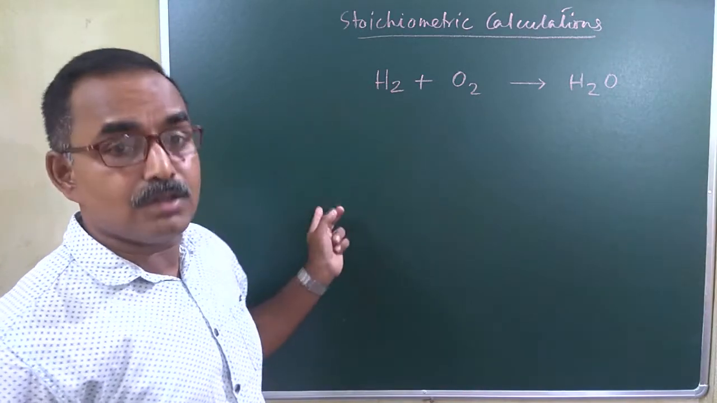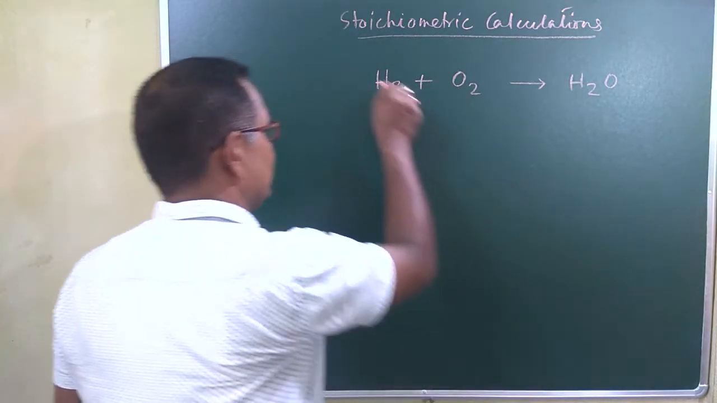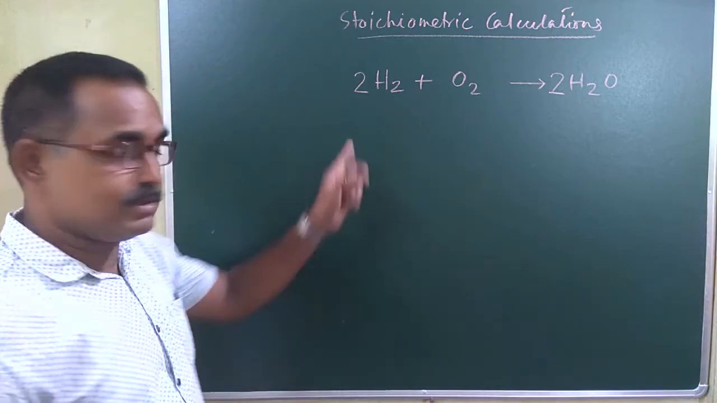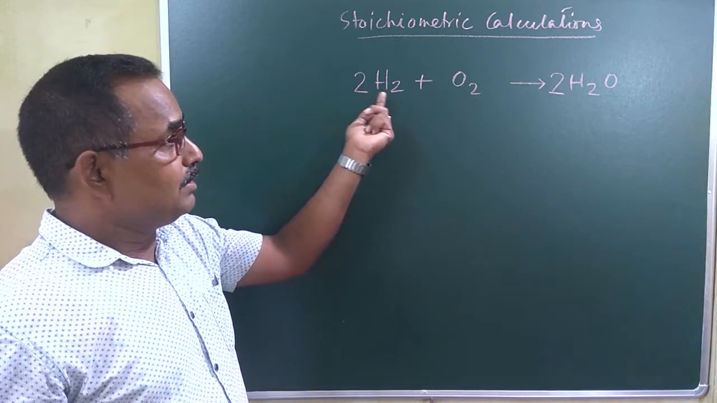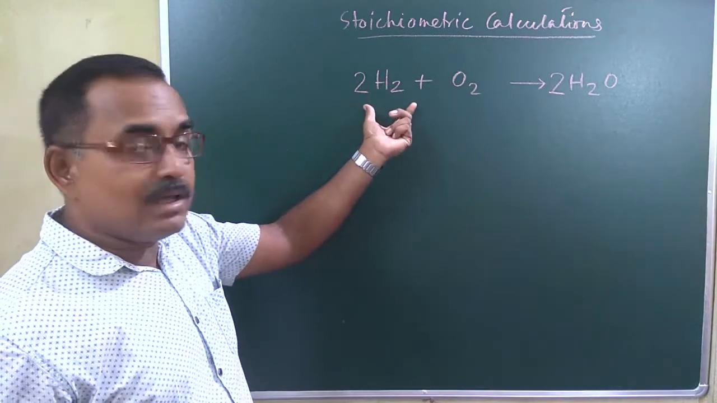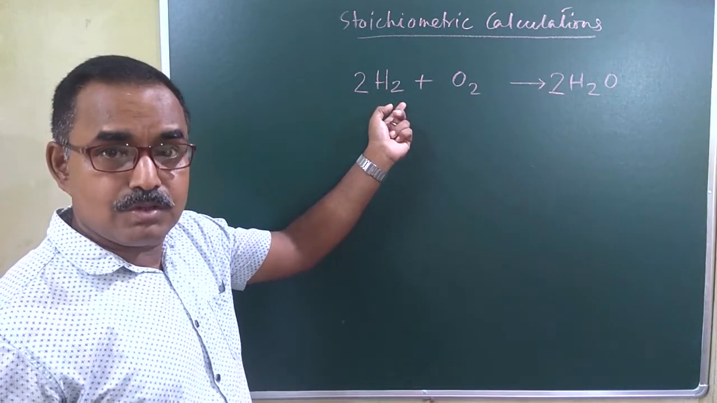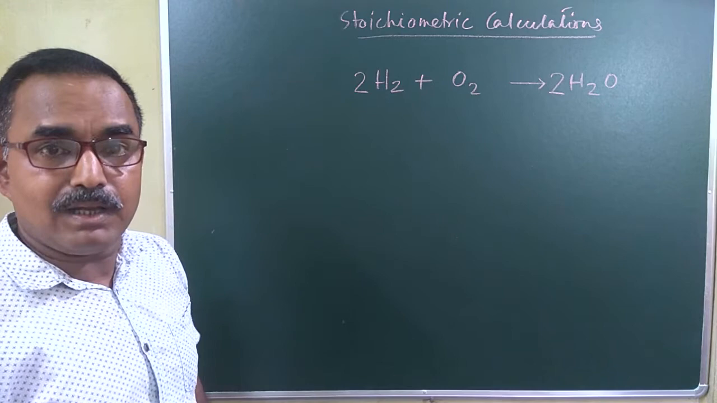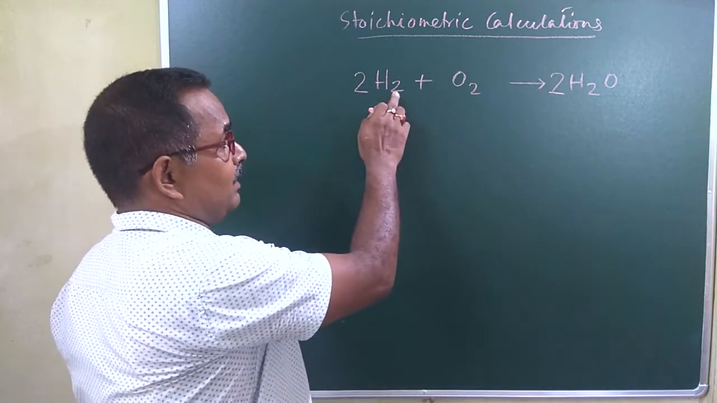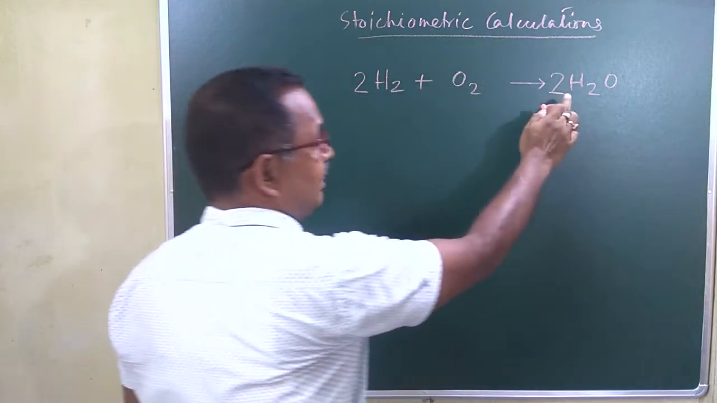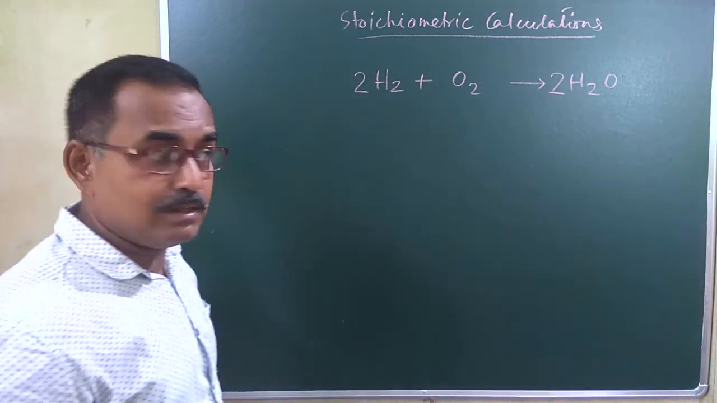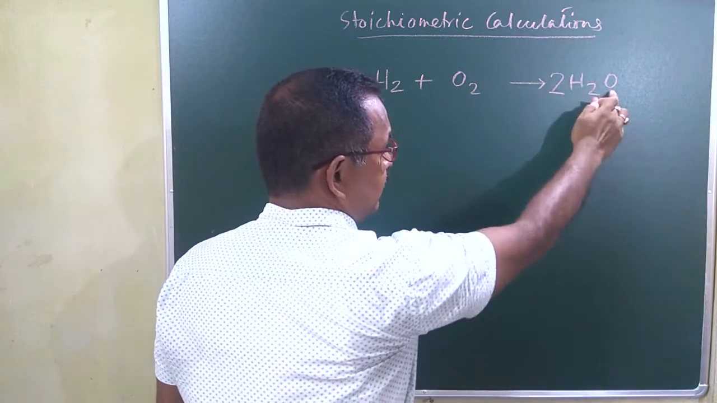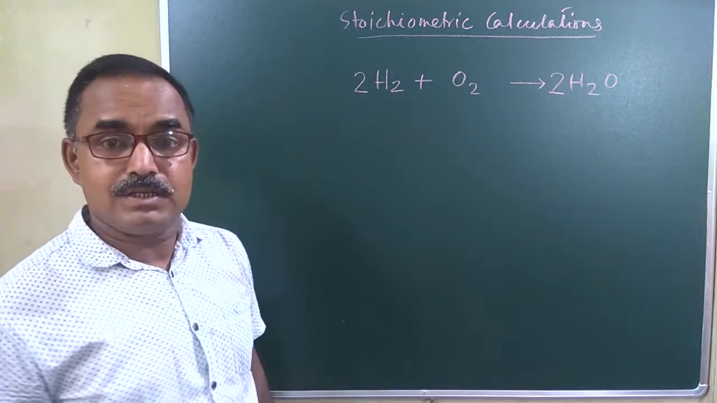But this equation is not balanced. To balance this equation, we have to put 2 here and 2 here. This equation is balanced. Because what is a balanced chemical equation? A chemical equation which has an equal number of atoms of each kind on both sides of the equation is called a balanced chemical equation. In this case, there are 4 hydrogen atoms on the left hand side and 4 hydrogen atoms on the right hand side. Similarly, there are 2 oxygen atoms on the left and 2 oxygen atoms on the right. So this equation is balanced.